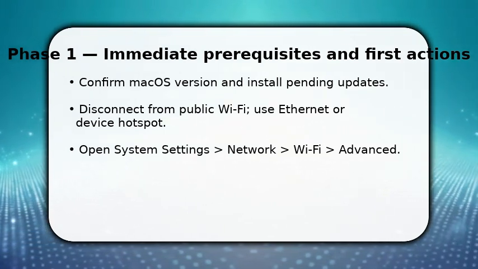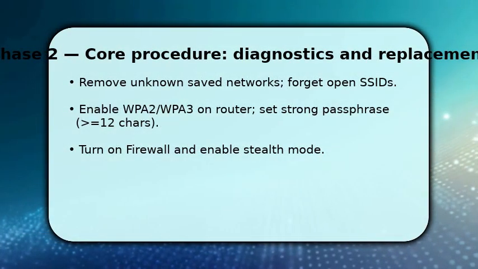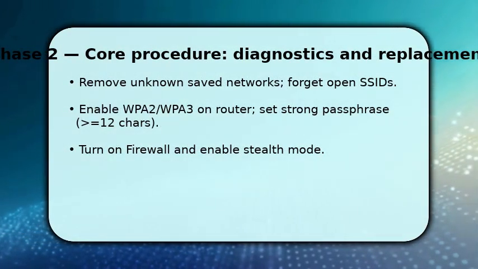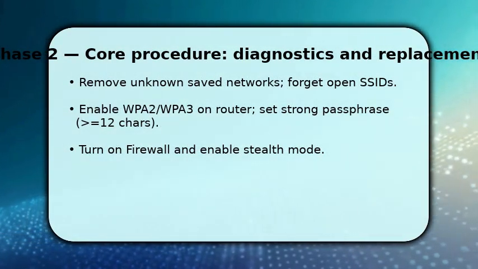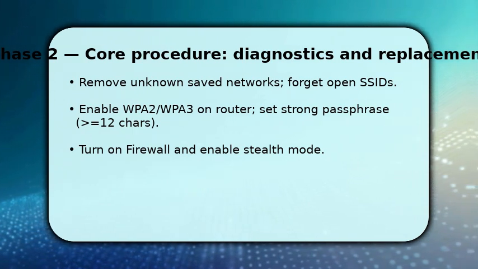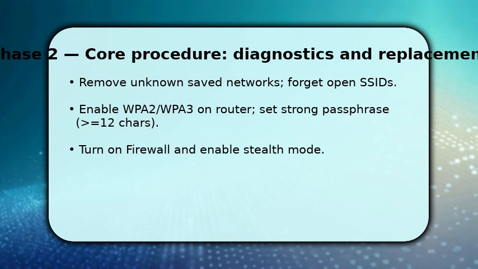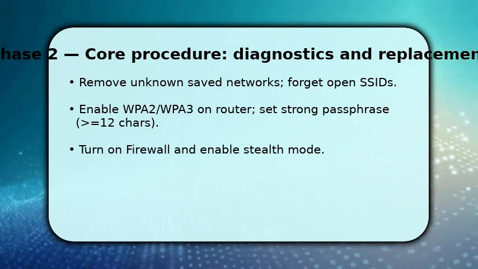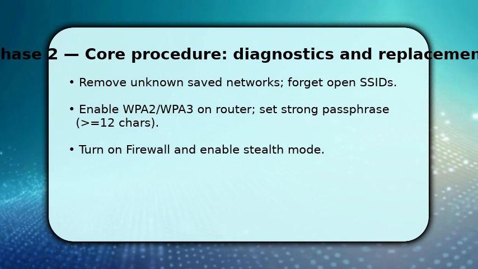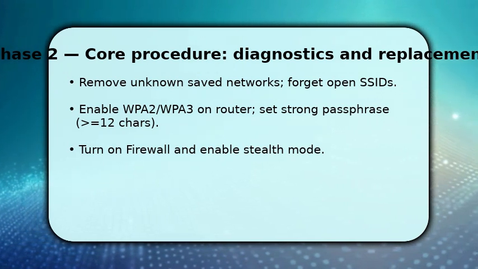You now harden network settings. Forget unknown or open SSIDs in the advanced Wi-Fi list so your Mac won't auto-join insecure hotspots. Then access your router and enable WPA2 or WPA3 with a passphrase of at least 12 characters. Do this because encryption prevents eavesdropping.